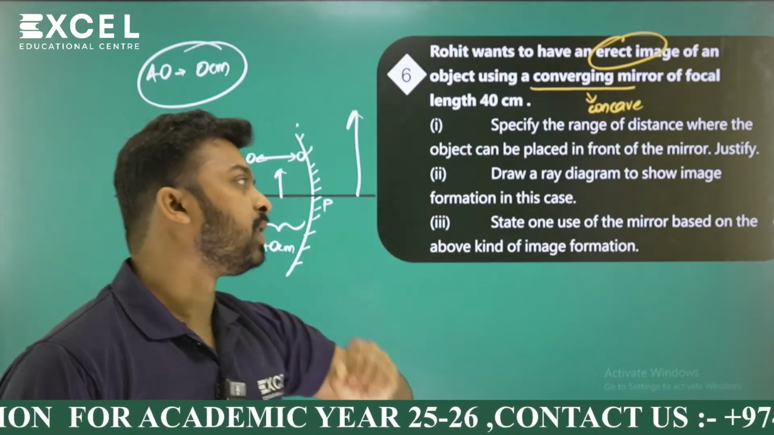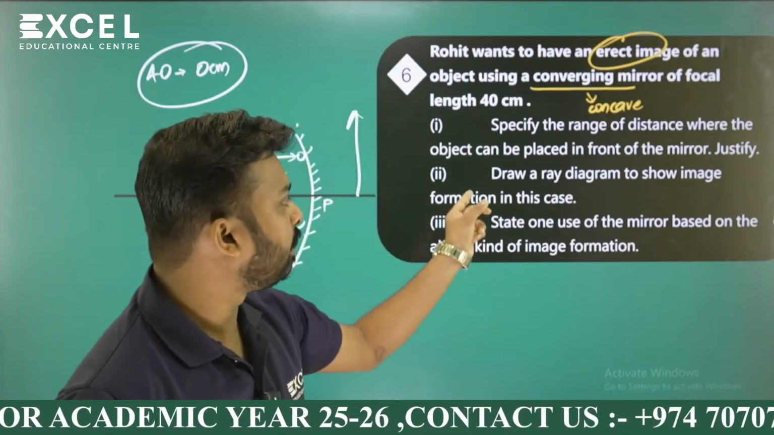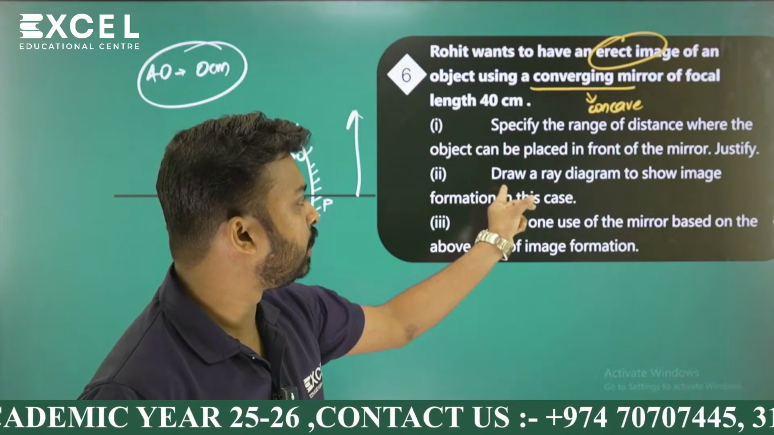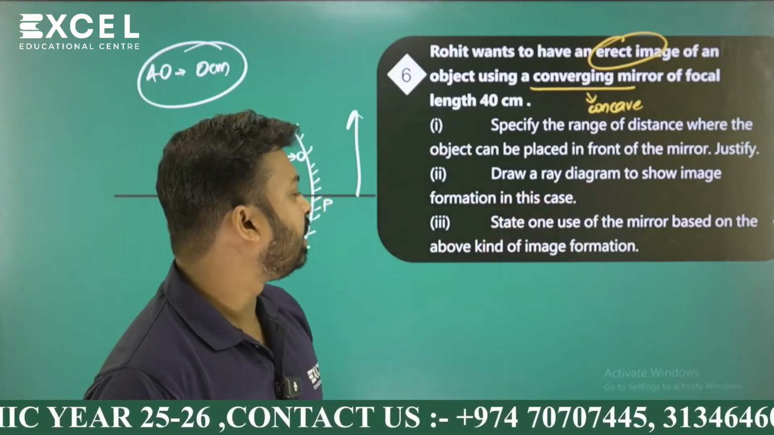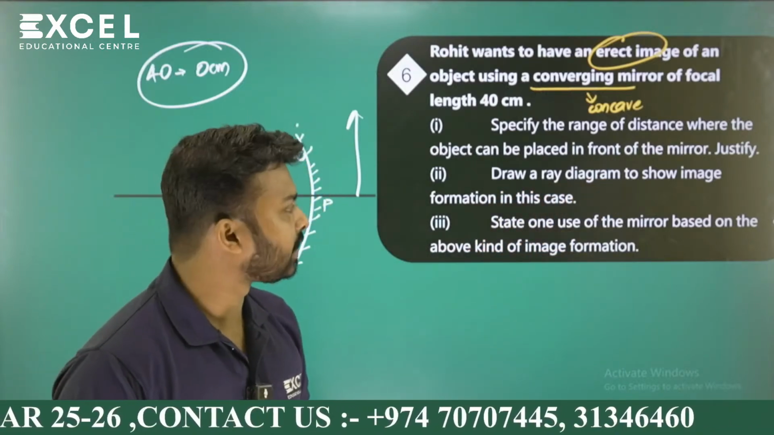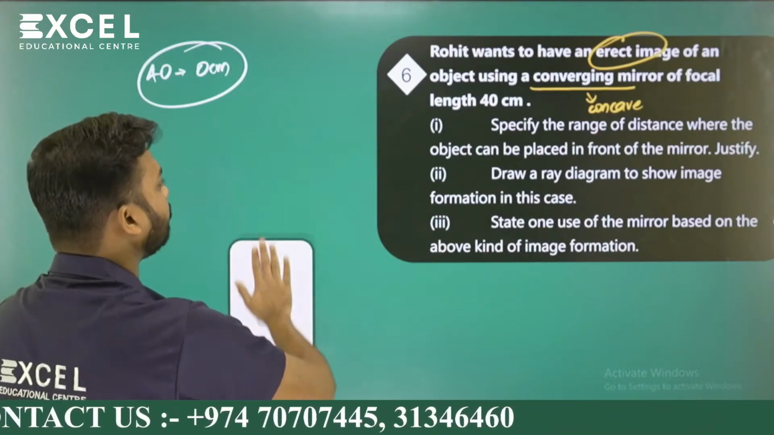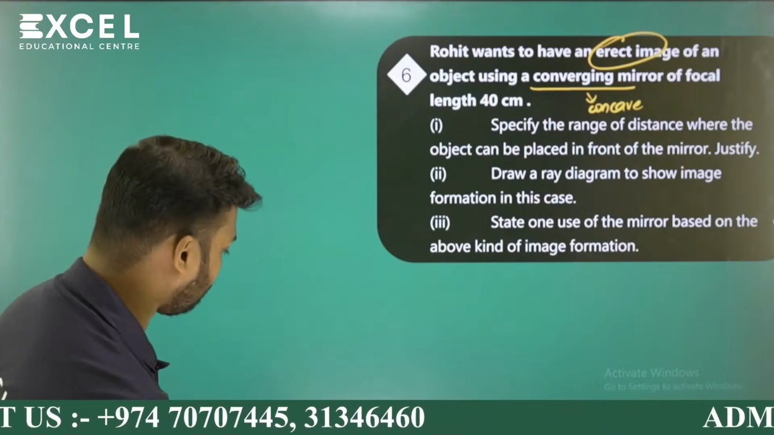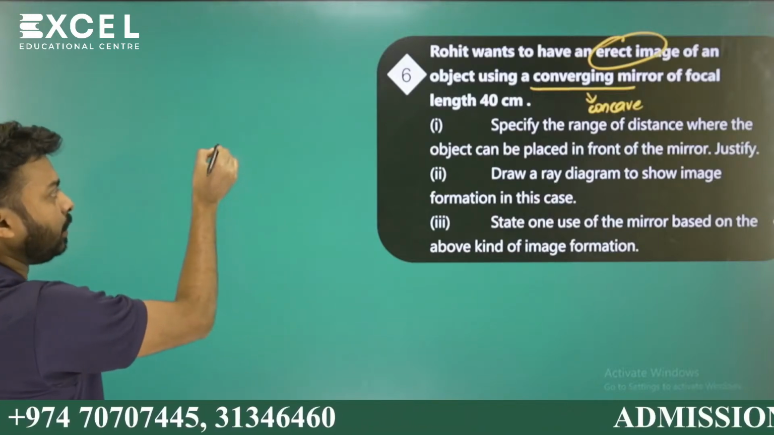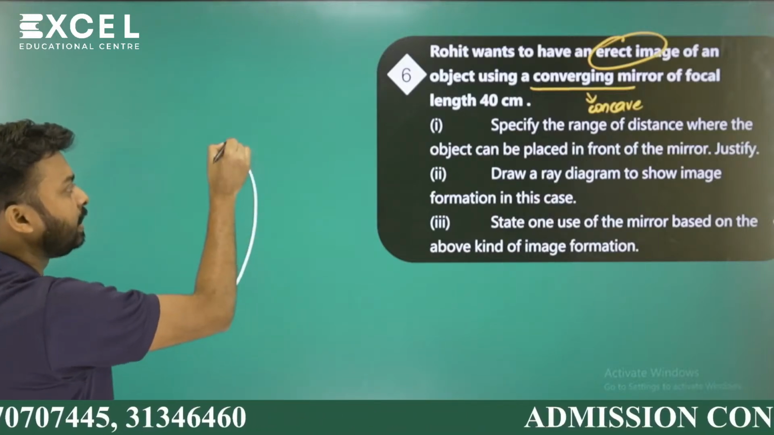So next question: we have to draw the ray diagram. Draw the ray diagram to show image formation in this case. Okay, let's draw it again. Let's take it as a perfect picture. We do have a concave mirror here.